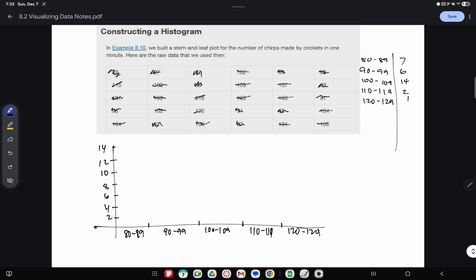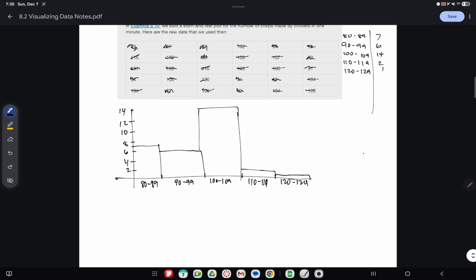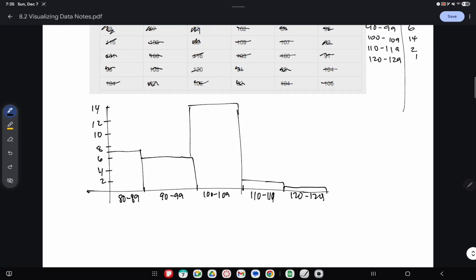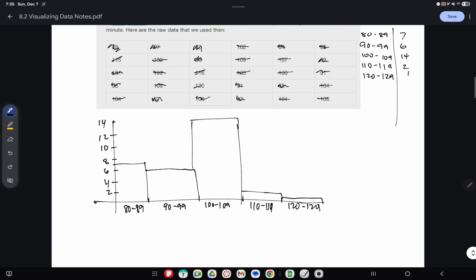So from 80 to 89, there was 7. 90 to 99, there was 6. 100 to 109, there was 14. 110 to 119, there was 2. And then there was 1. I think that is it. So if you have any questions, let me know.